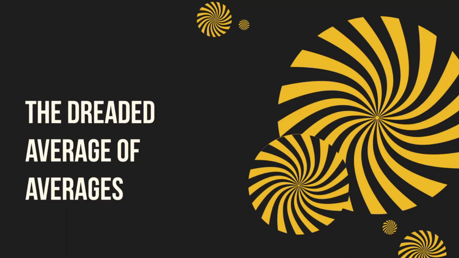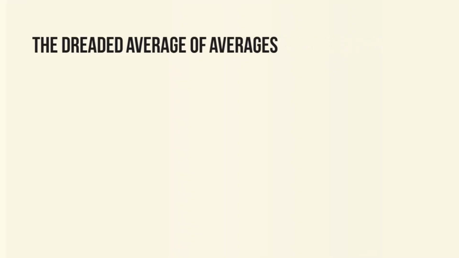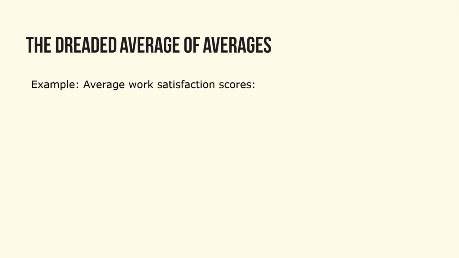Now let's talk about the dreaded average of averages. When we average multiple averages without considering the size or the weights of each group, we may give disproportionate influence to smaller groups. What does that mean? Let's have a look at a very simple example.